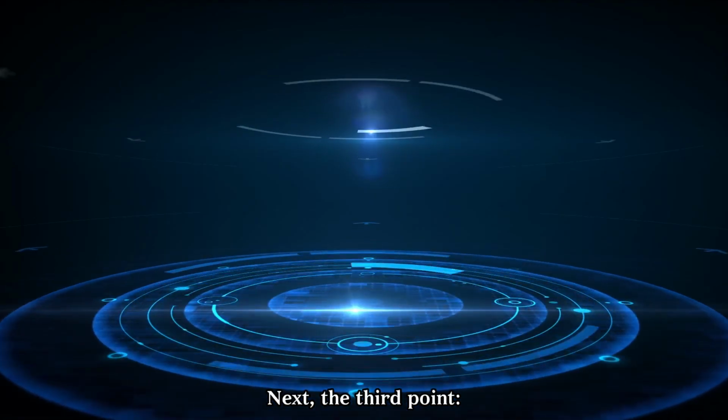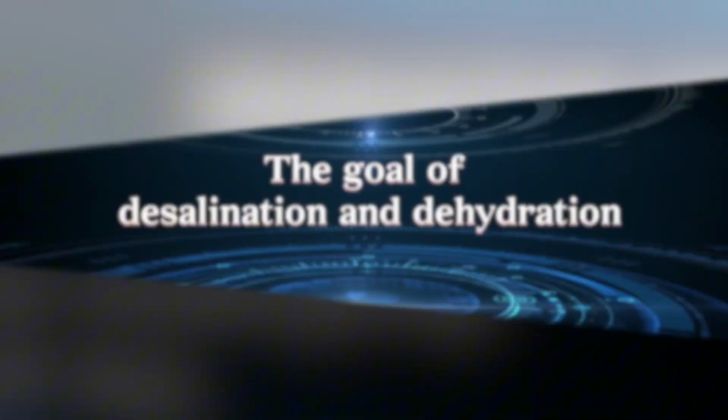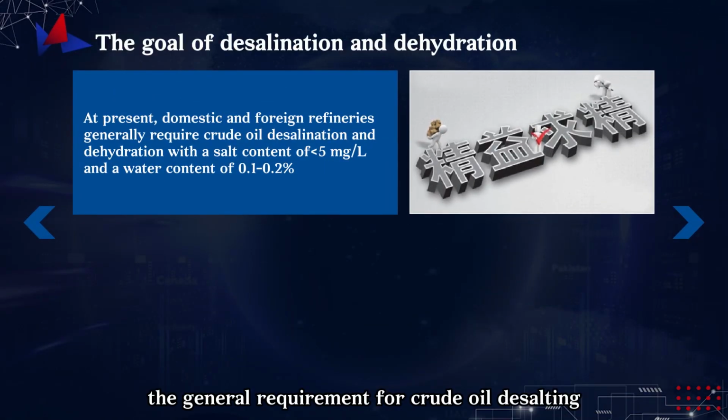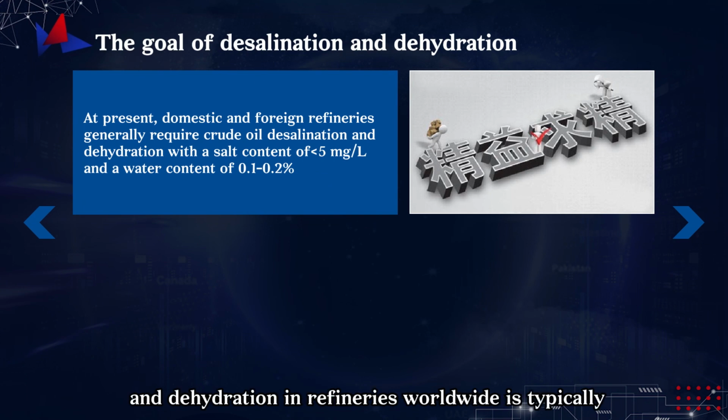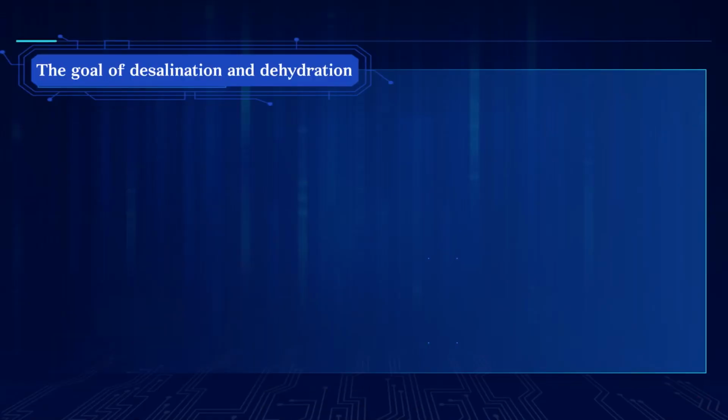Next, the third point, the targets for desalting and dehydration. Currently, the general requirement for crude oil desalting and dehydration in refineries worldwide is typically a salt content of less than 5 milligrams per liter and a water content of 0.1% to 0.2%.